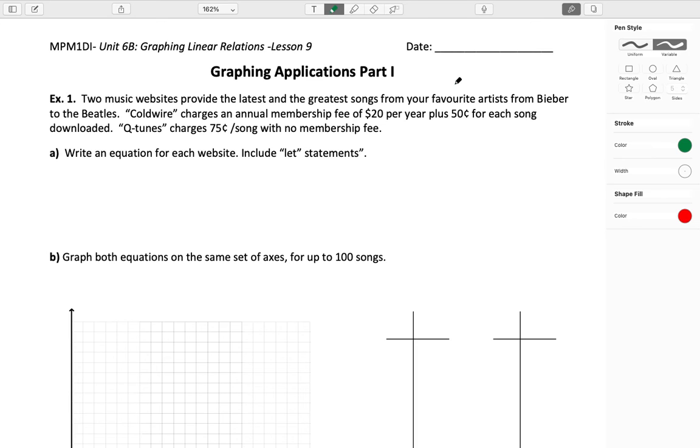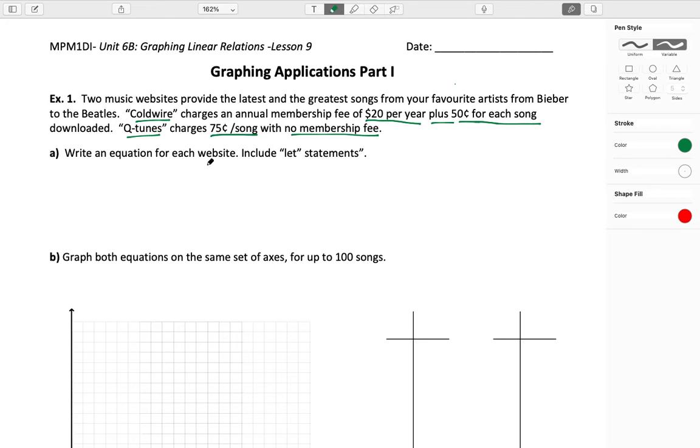Now let's take a look at example 1. Two music websites provide the latest and the greatest songs from your favorite artist, from Bieber to the Beatles. Coldwire charges an annual membership fee of $20 per year plus 50 cents for each song. QTunes charges 75 cents per song with no membership fee. So write an equation for each website.